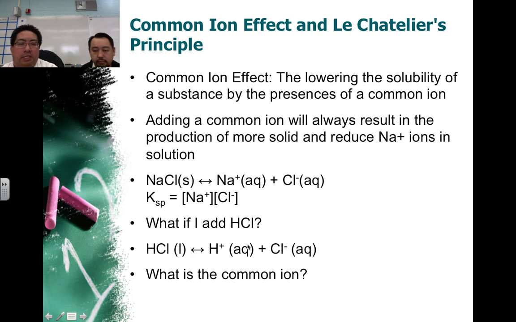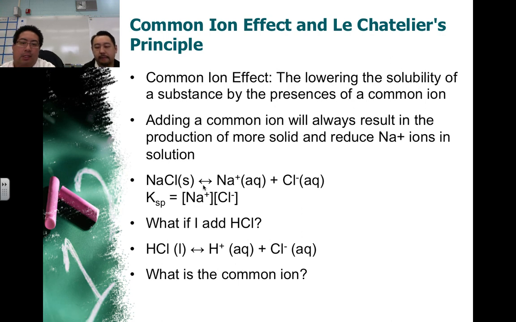In this example down here, let's say we have an equilibrium that exists between a saturated solution of salt. If I add hydrochloric acid, it's going to immediately dissociate in water to form hydrogen and chloride ions. If we look at these two systems, the common ion obviously is the chloride. And addition of hydrochloric acid, because of the common ion, would cause a shift to the left with respect to the salt reaction.